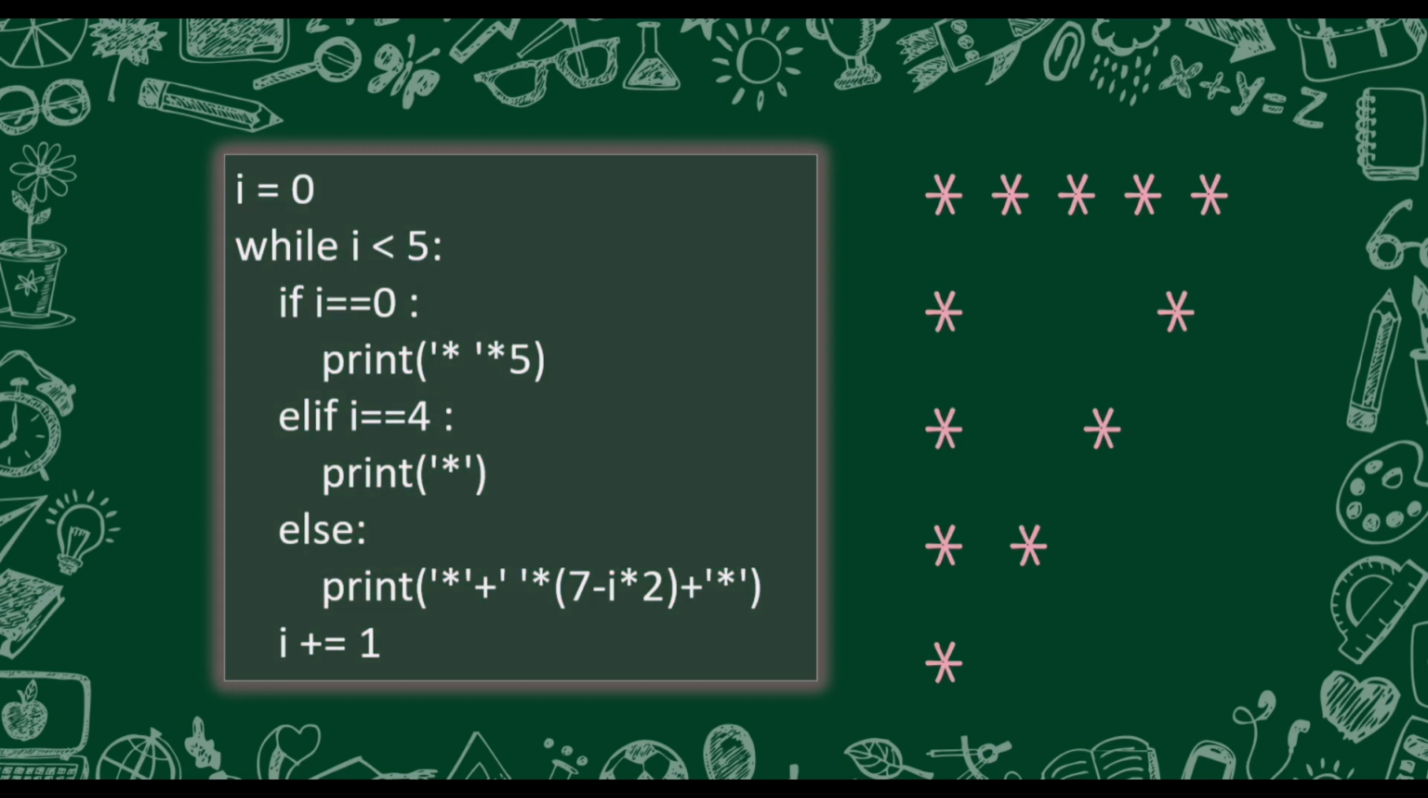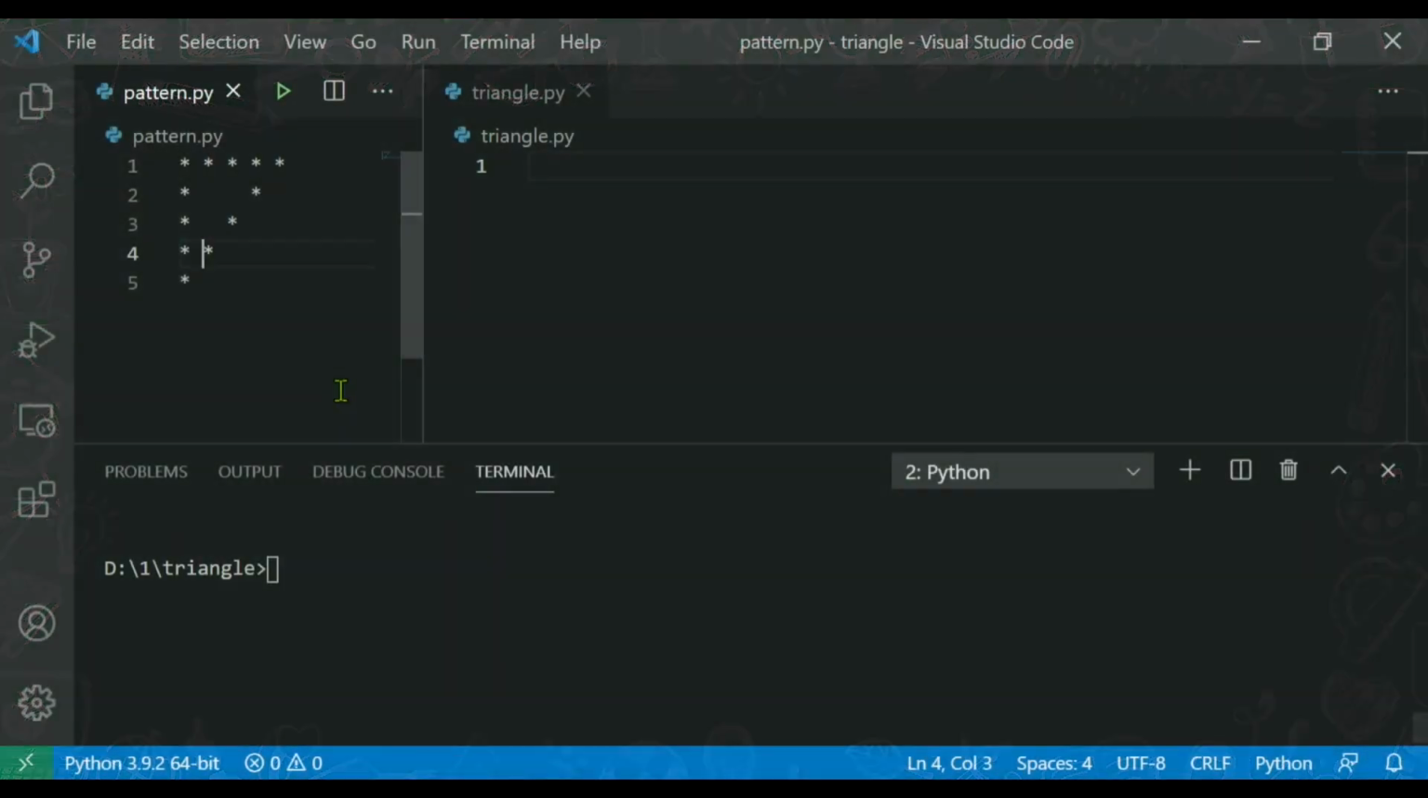In the next video tutorial, we will see how to print a right angle triangle pattern. Let's move to Visual Studio Code and execute this pattern. We can see here in this pattern the stars are aligned on the left side.